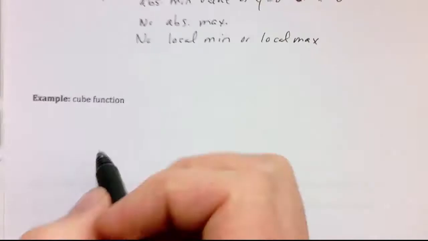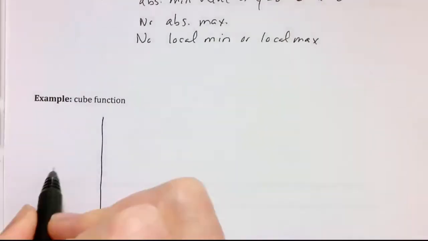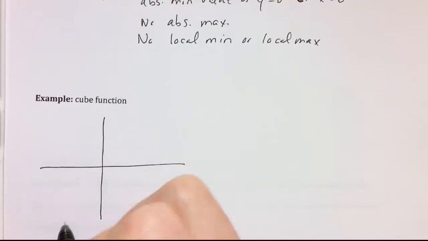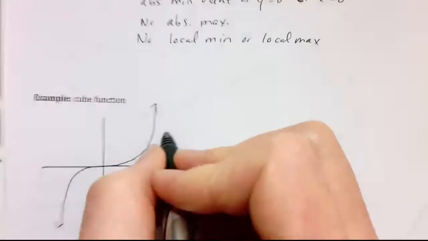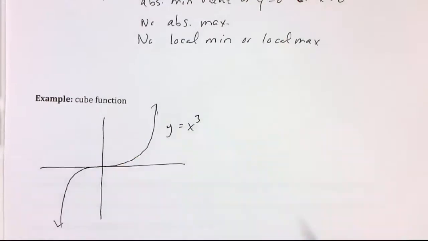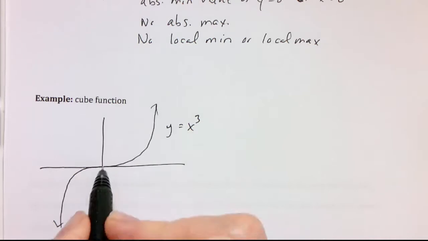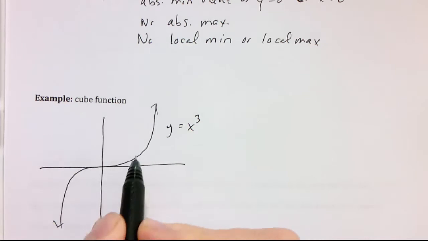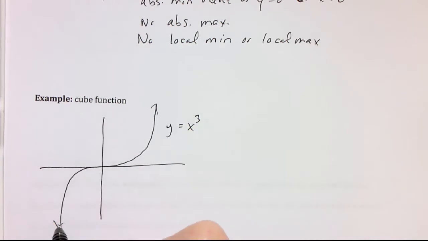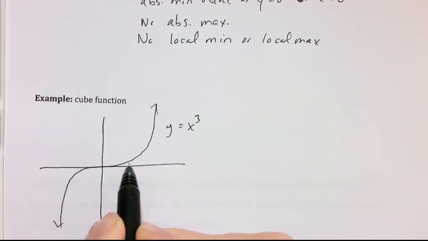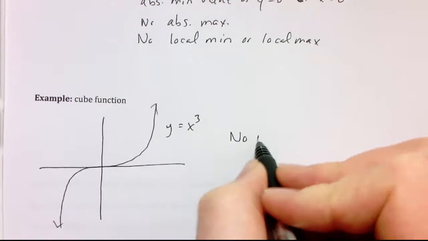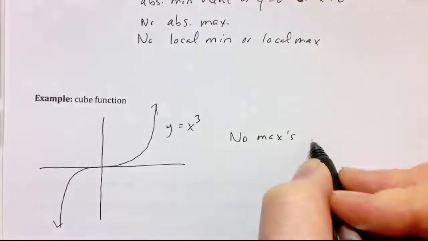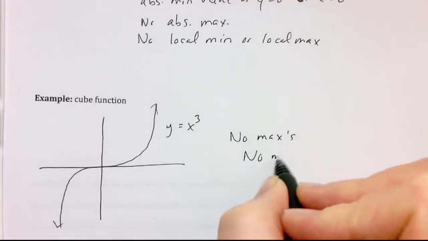Cube function's kind of funny. It doesn't have a local max. It doesn't have anything. Here's what I mean by the cube function. y equals x cubed. This point at the origin is a little peculiar. It looks like it's going to be a low spot, but then we go lower. Looks like it's going to be a high spot, but then we go higher. So this has no maxes of any kind and no mins of any kind.